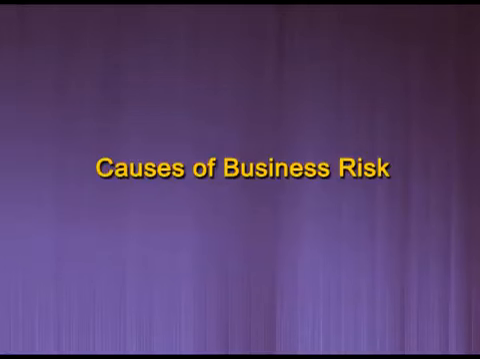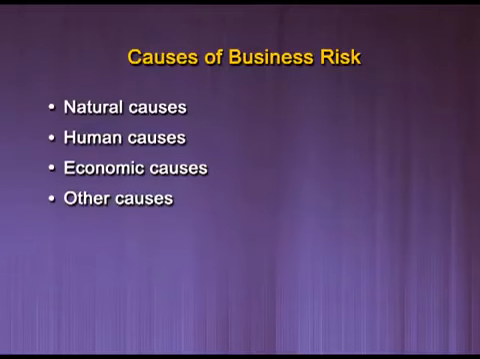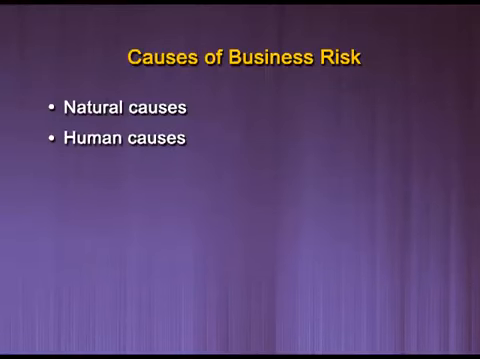Now, the last topic is causes of business risk. There are different causes of business risk. The first one is natural causes. Natural calamity can happen at any time, like flood or earthquake. This type of risk cannot be predicted beforehand. The second one is human causes. Human causes are risks which arise due to dishonesty of human beings, like strikes and lockouts. This type of risk can also arise at any time.